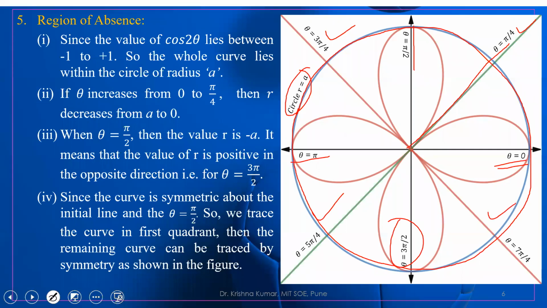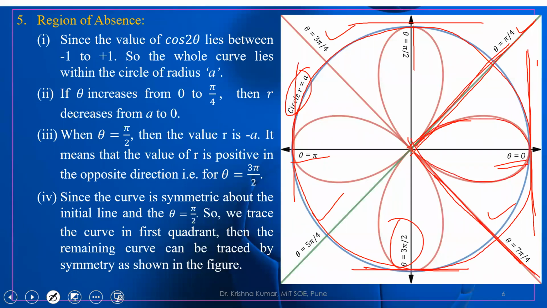Just look here, in between two tangents, this is the first tangent, this is the second tangent, we can draw it right now. So there is a loop between these two tangents, and again at this point, this is tangent, this is tangent, and this is tangent. Okay, because the curve will never go beyond the circle. So we are getting one loop in between these tangents, correct?